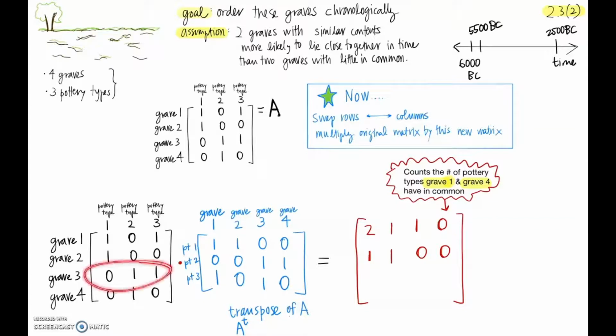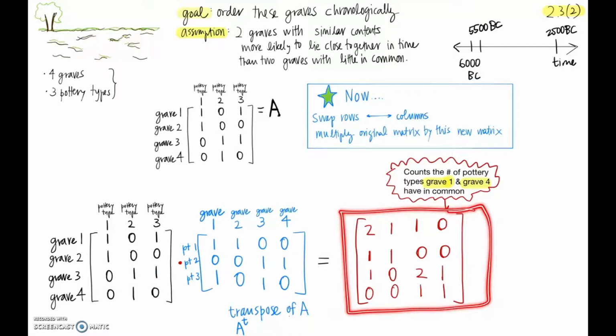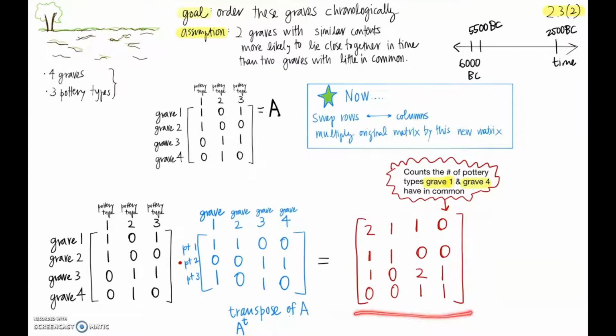And we can go through with this row, all the columns, and this row, and then all the columns, and we'll end up with this matrix. This is the product of A and A transpose. This is a very special matrix. It's counting the number of pottery types that different graves have in common with a different grave.